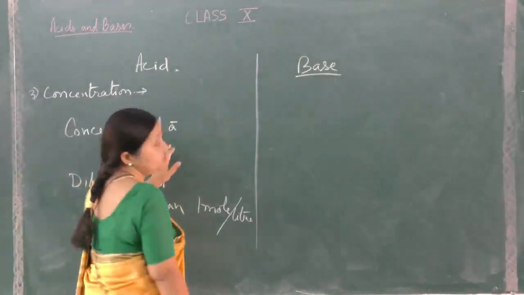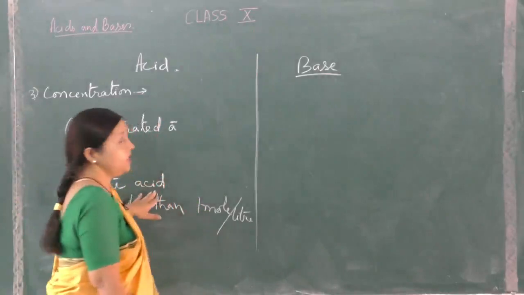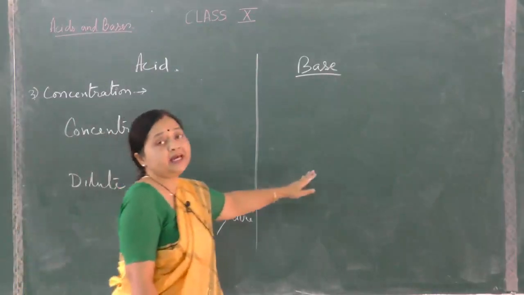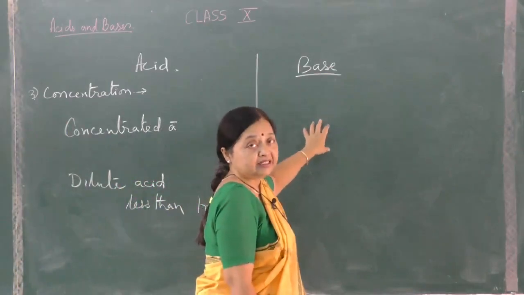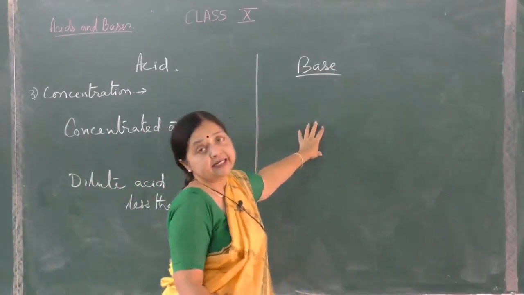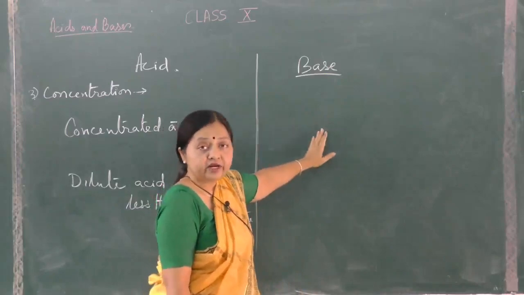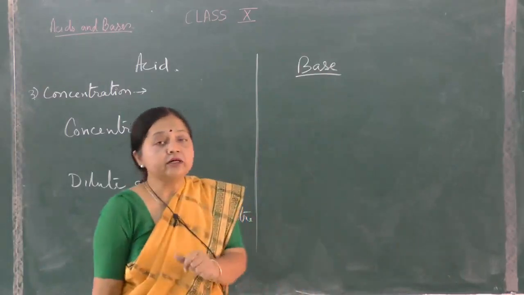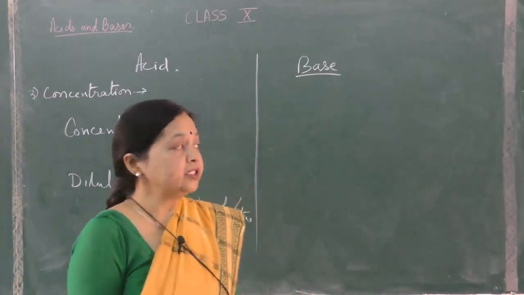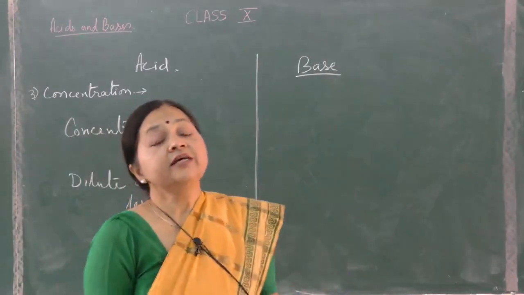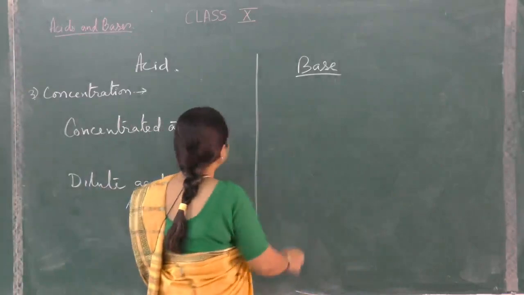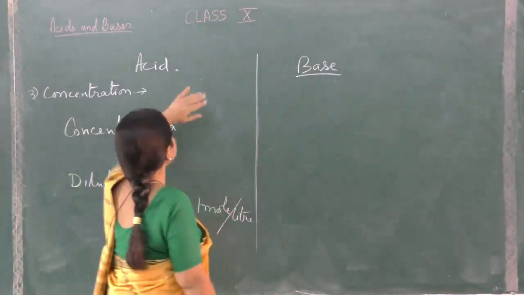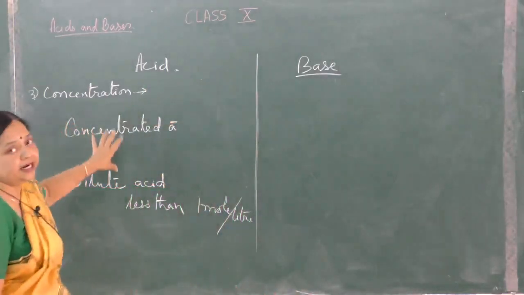So concentrated acid and dilute acid, and same is the case with a base also. If the concentration of the alkali or the base is more and the water content is less, then it is called a concentrated alkali, and if more water is present than the number of alkali molecules, then it is called a dilute alkali. So acid and alkali both can be classified like this, concentrated and dilute.